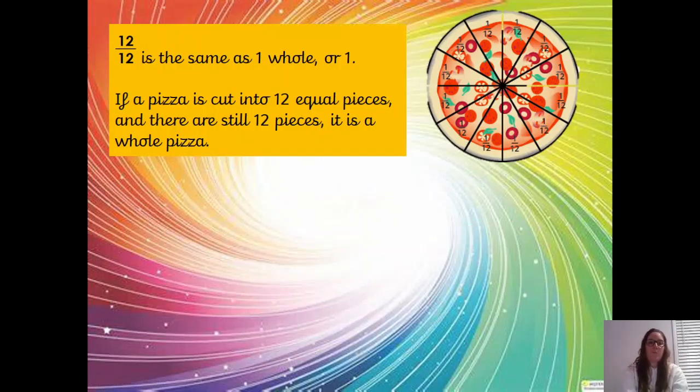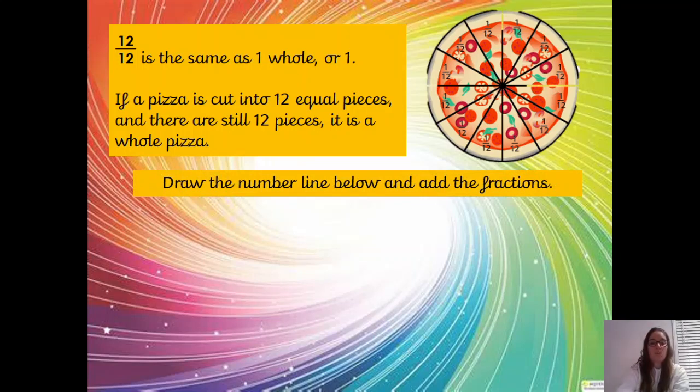Great job. Okay, so if we've got 12 equal parts and we've still got 12, it's the same as 1 whole or just 1, okay? So if a pizza's cut into 12 equal pieces and there are still 12 pieces, it's a whole pizza. We've still got 12 out of 12, which is 1 whole.